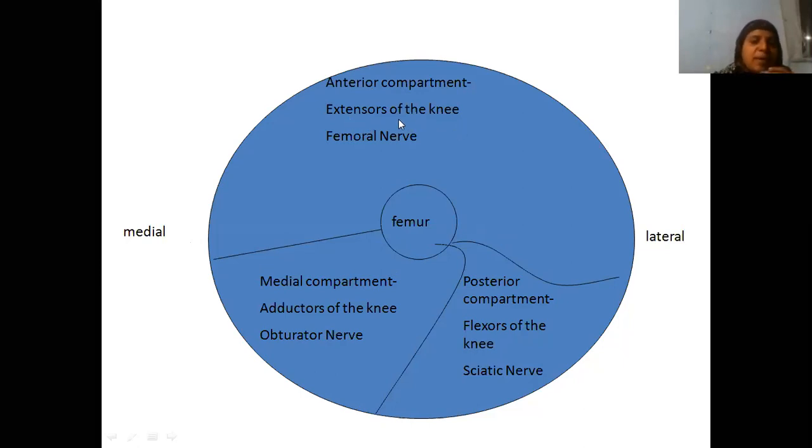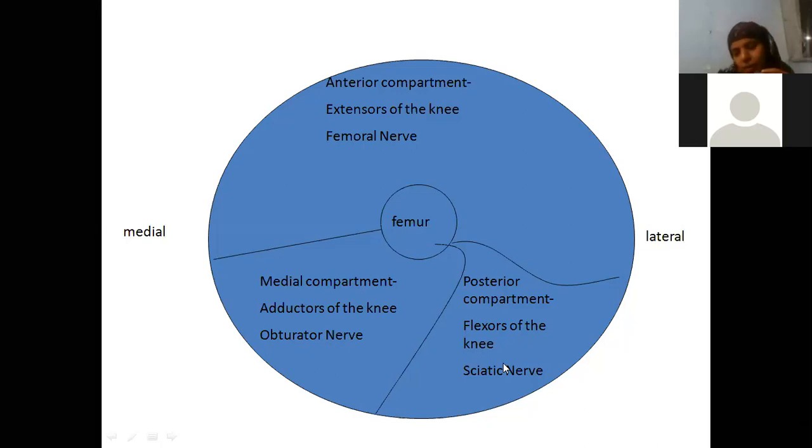We know the extensor compartment, that is the anterior compartment, is supplied by the femoral nerve. In the medial compartment we have adductors of the knee, and this is supplied by the obturator nerve. In the posterior compartment we have flexors of the knee. This picture will help us to remember the functions very easily, and the posterior compartment nerve supply comes from the sciatic nerve.